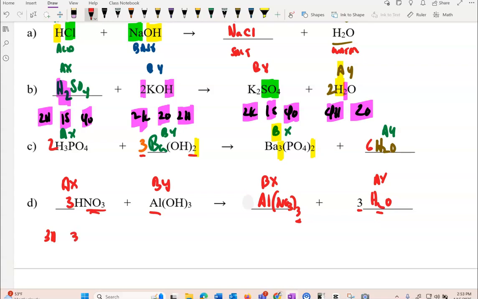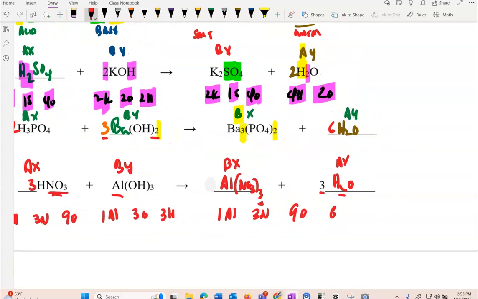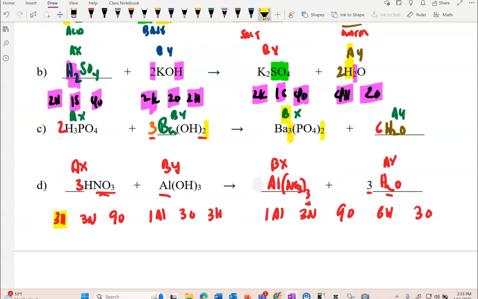3 hydrogens plus 3 nitrogens and 9 oxygens, plus 1 aluminum and 3 oxygens and 3 hydrogens. On this side, 1 aluminum, 3 nitrogens, 9 oxygens, plus another 6 hydrogens and another 3 oxygens. Here is 3 hydrogens plus another 3 is 6. 6 hydrogens there. 3 nitrogens, 3 nitrogens. 9 plus 3 is 12, 9 plus 3 is 12, and 1 aluminum. And that's all you do.